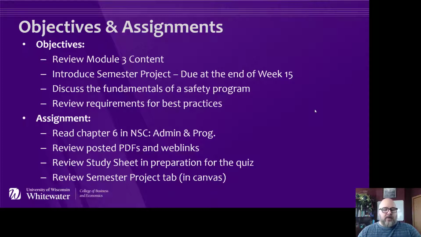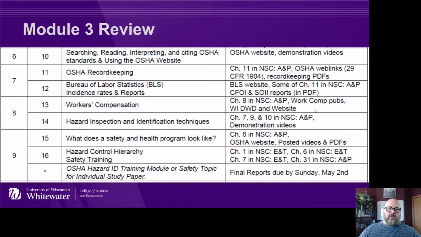For this lecture, please read Chapter 6 in the Administration and Programs textbook. We're going to be flipping to the other one, don't worry. The other one's coming. I also posted some additional OSHA PDFs and some web links to look at. As always, review the study sheet for the quiz. And I'm going to ask you in this lecture to please check out the additional tab between weeks 9 and 10 on the Canvas site as far as what is going to be asked of you for the semester project. So here, this is from the syllabus.